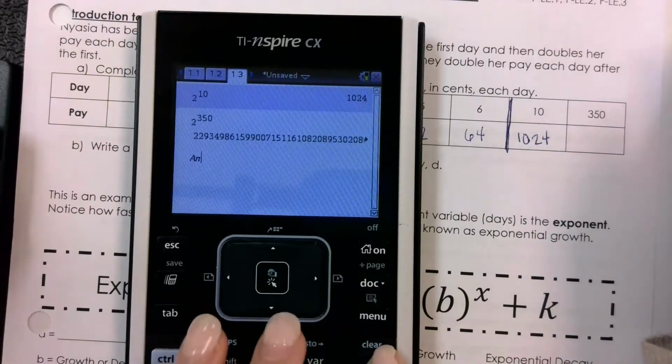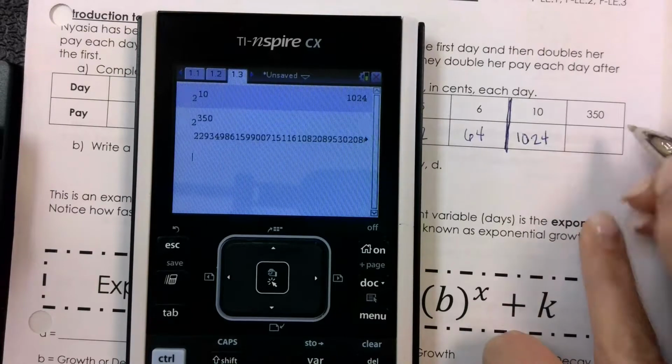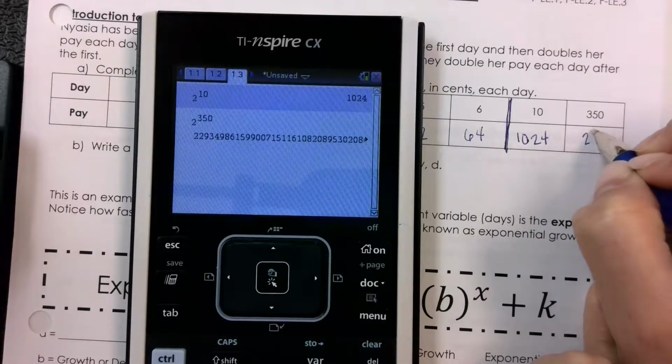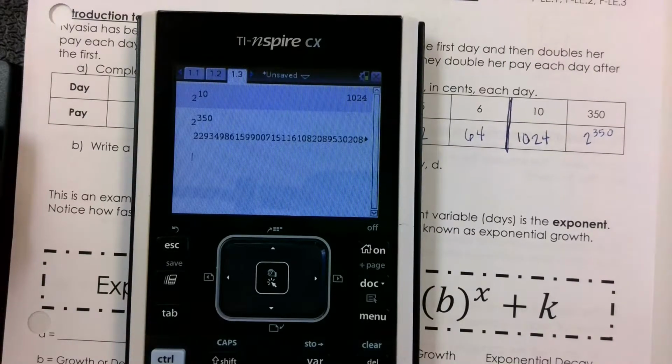I can't get that number in this box. So instead, I'm going to write 2 to the 350 so we know where all this is coming from. Is that okay?